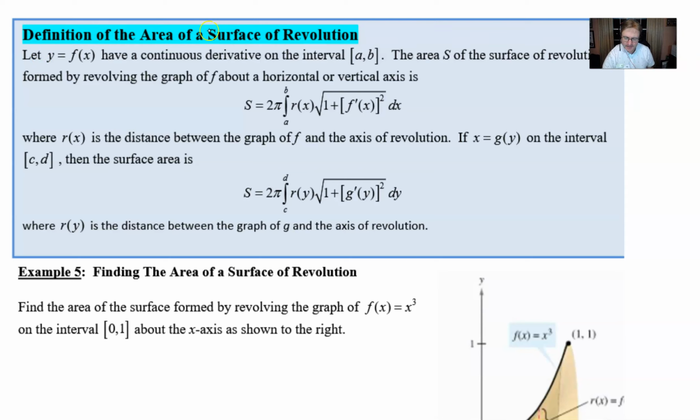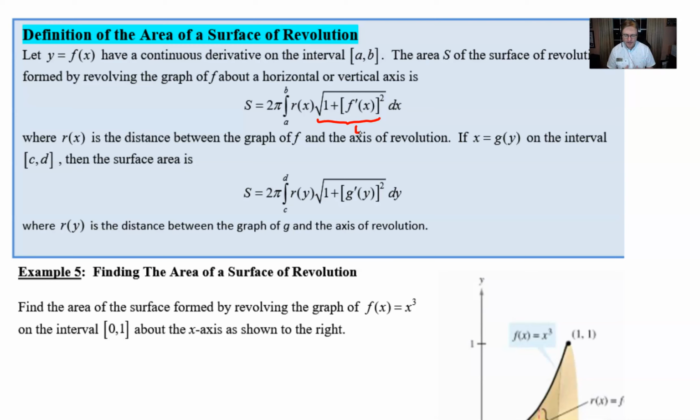The definition of the area of a surface of revolution. Let your function y equal f of x have a continuous derivative on the interval a to b. Then the area S of the surface of revolution formed by revolving the graph of f around the horizontal or even vertical axis is given by 2 pi times a radius. And then this good friend ought to be somewhat familiar, because that was what we used to find arc length earlier. So it's your 2 pi r L, basically in integration form.